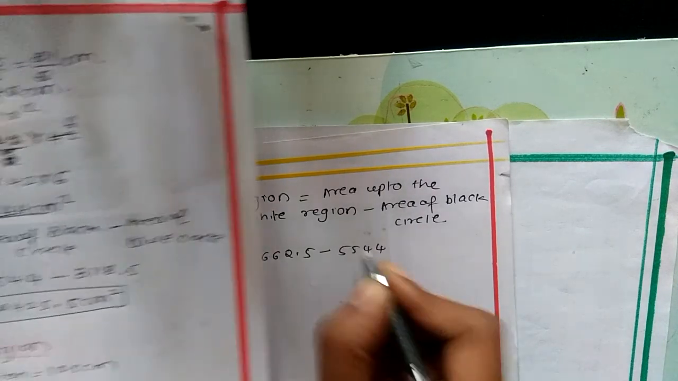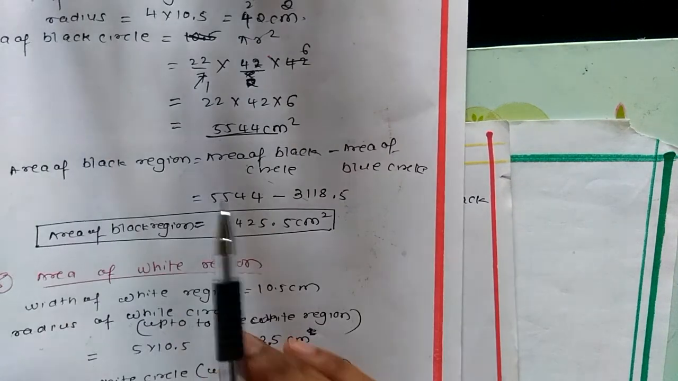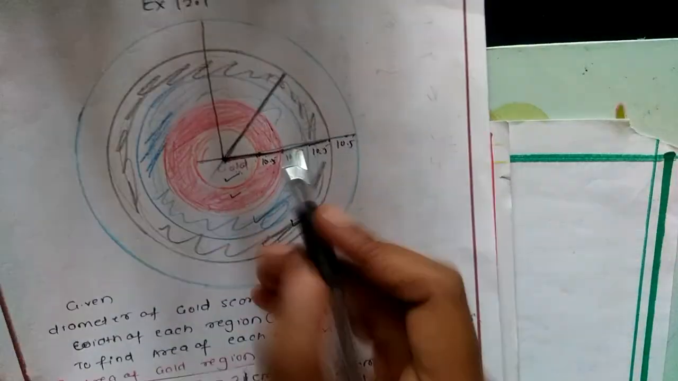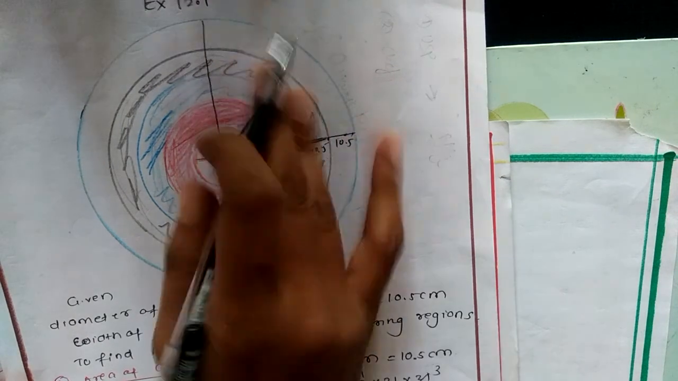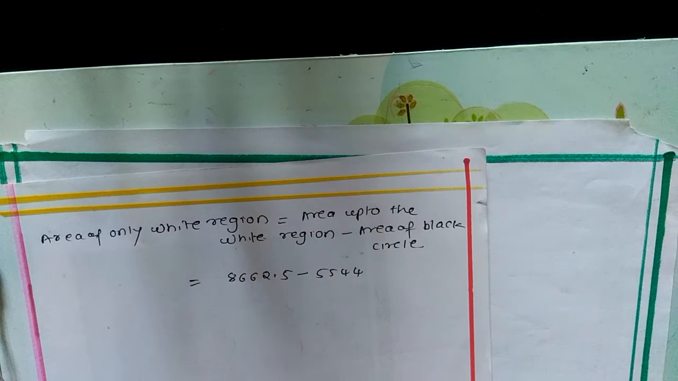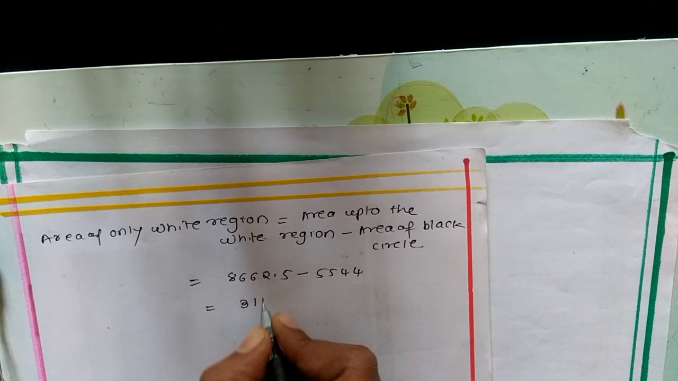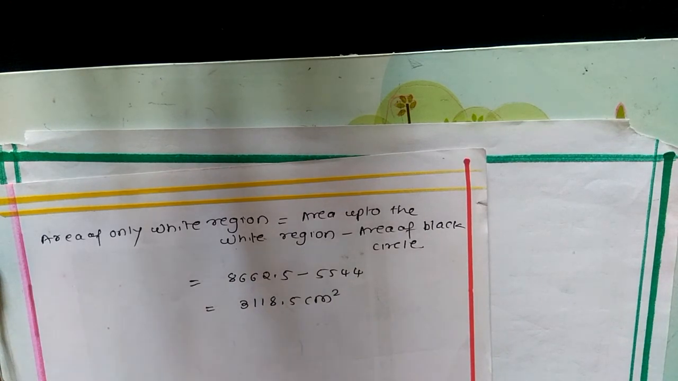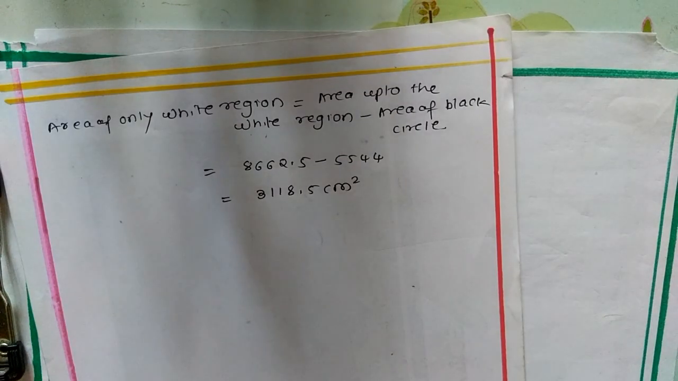There will be a lot of confusion. So area of only the black region you should not take. You have to subtract the area of the black circle, meaning this full area you have to subtract, not only the region area. So subtract this, and we'll get the answer as 3118.5 centimeter square.